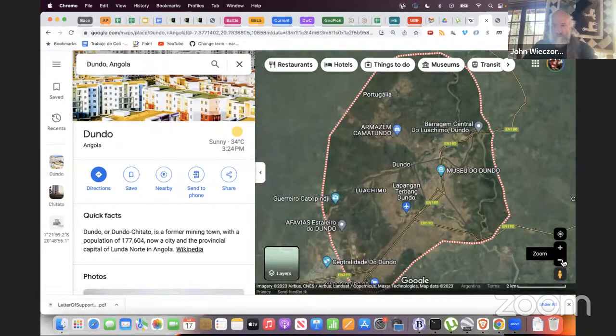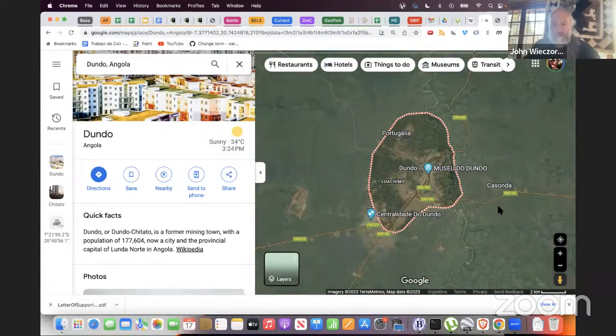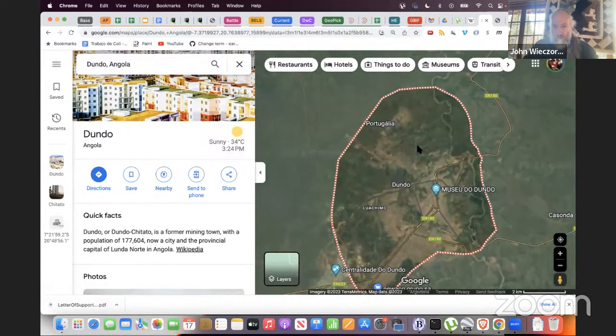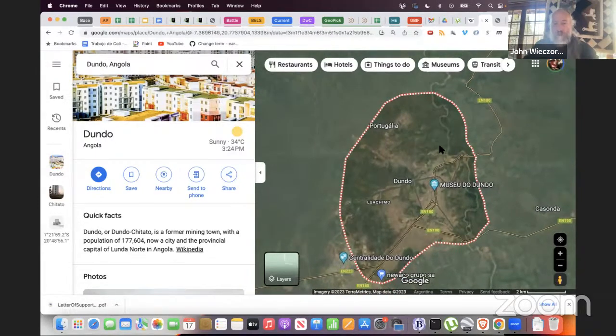That's a little too big for this screen. You able to see this okay? Okay, so we're on Google Maps. So slightly bigger. Okay, we'll make it as big as we can.